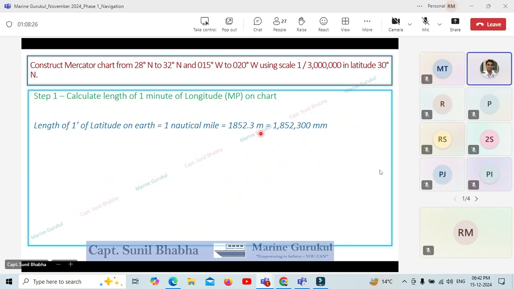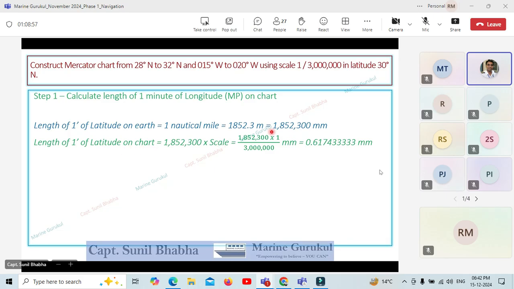Now let's convert into millimeters. That will be much easier for our reference. So 1852.3 meters converts to 1852300 millimeters. Now we have seen the length of 1 minute of latitude on Earth. Now what is going to be the length of 1 minute of latitude on the chart?